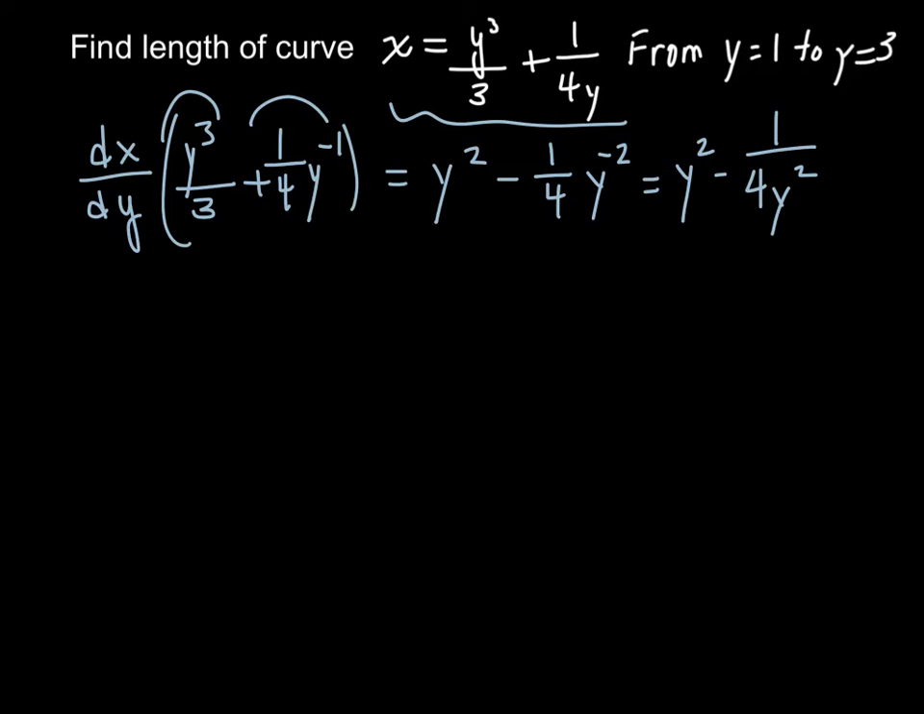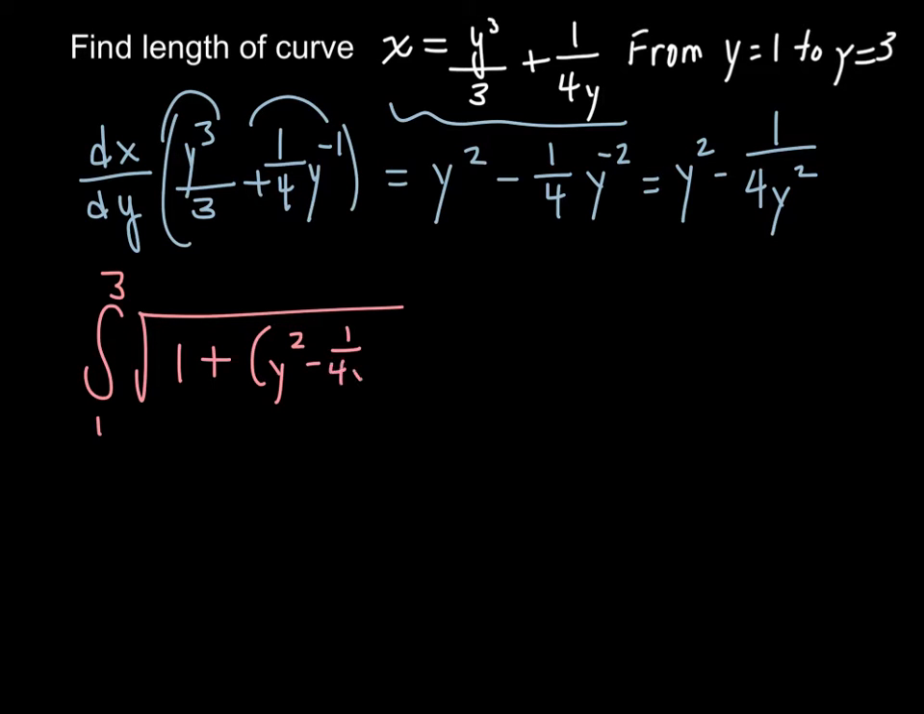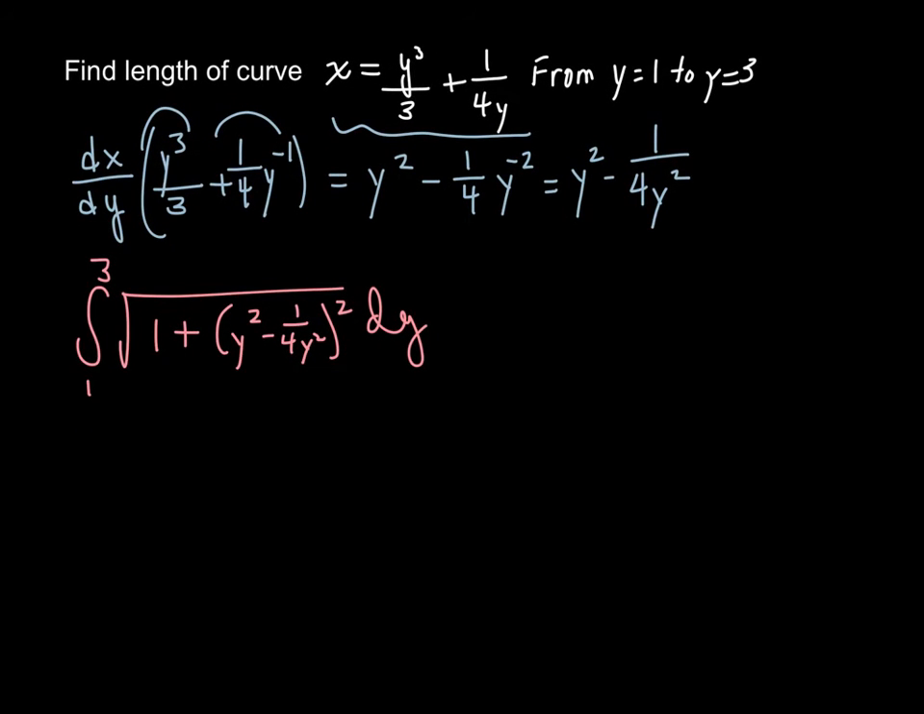And so from here we use our formula. We're going from 1 to 3. Our formula says to take the square root of 1 plus this derivative that we just found, 4y squared, squared. And so from here, I'm just going to do a bunch of algebra manipulation. So not really doing any calculus yet. So this becomes the integral from 1 to 3.